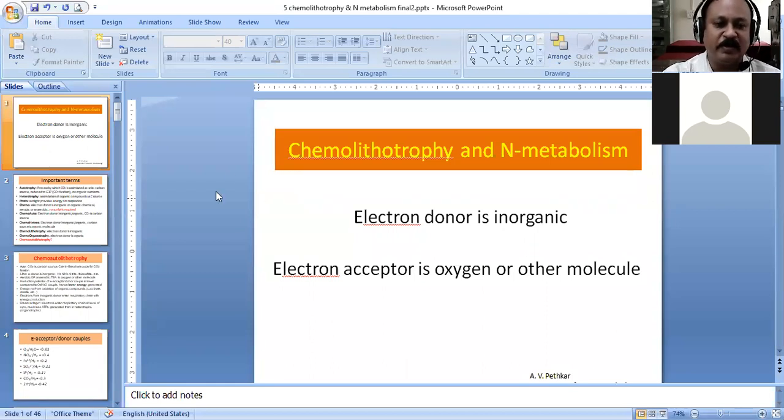The three units: photosynthesis, respiration, and chemolithotrophy. They are in a way related to each other.